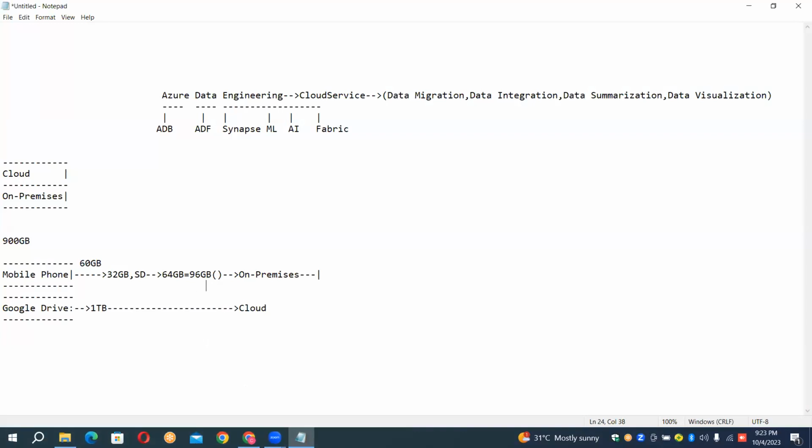Switching your data from the on-premises environment to the cloud environment is called the process of, what is it, guys? Data migration. Is called a process of what? Data migration. So this data migration, guys, can be done by using Azure Databricks.